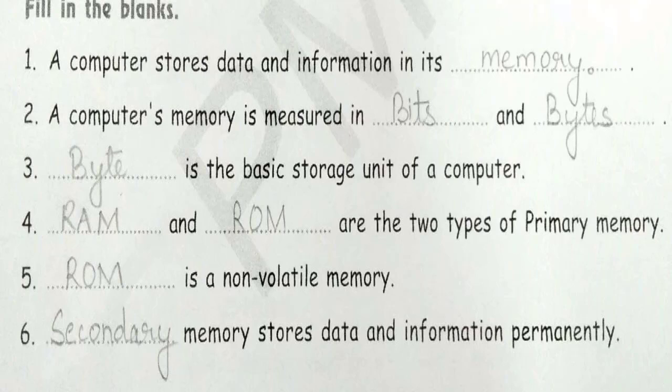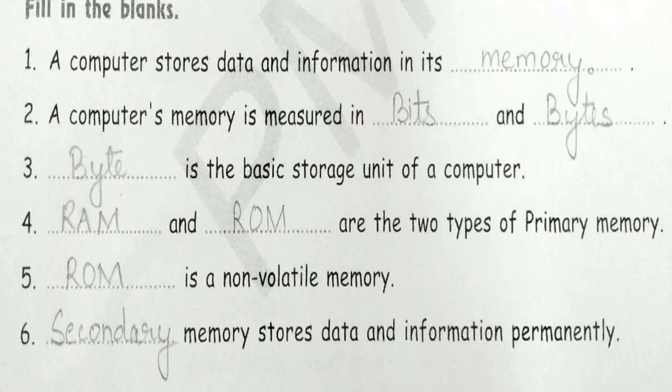Fourth statement is, dash and dash are the two types of primary memory. So, primary memory is of two types. The names are RAM and ROM. So, we will write RAM in the first blank and ROM in the second blank. The fifth statement is, dash is the non-volatile memory. As we have studied in this chapter, the RAM is volatile memory and ROM is non-volatile memory. So, we will write ROM in the fifth blank.